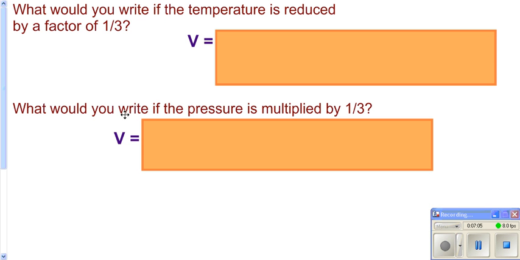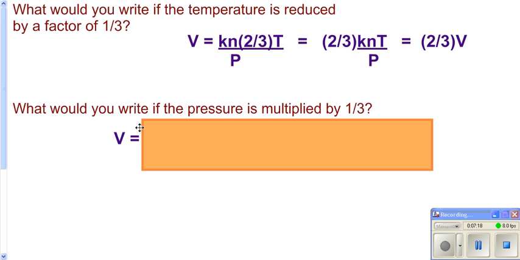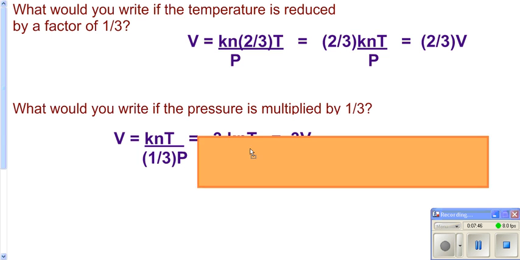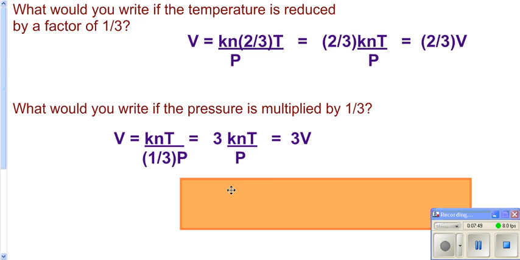So what would you do if it said it was reduced by a factor of a third? Well, if you take a third away, you're left with 2/3. So then you would replace your T with a 2/3 T. And in this case, it would work down to be 2/3 of your initial. However, what would you do if it was, say, 1/3 the pressure? If it was 1/3 the pressure, that means you're multiplying by 1/3. And so then you would put a 1/3 P in, and now instead of dividing by a fraction, you would multiply by the reciprocal. So you multiply by 3, and that ends up tripling your volume.